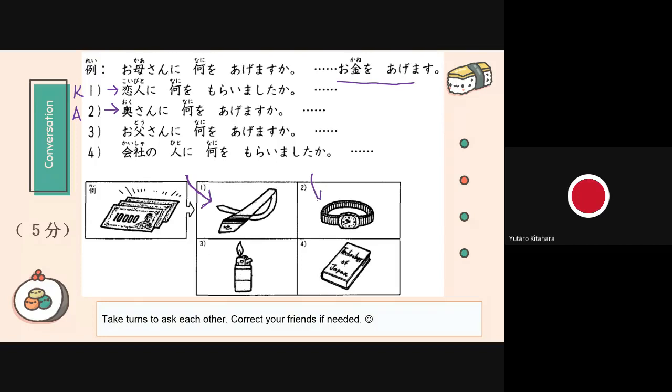Number two. Agemasu is give. Okay, Aaron, how would you answer? Okusan ni nani wo agemasu ka? You give what to your wife? What do you say? Give what again? Okay, the question is okusan ni nani wo agemasu ka? Bottom line, nani wo agemasu ka? Give what?